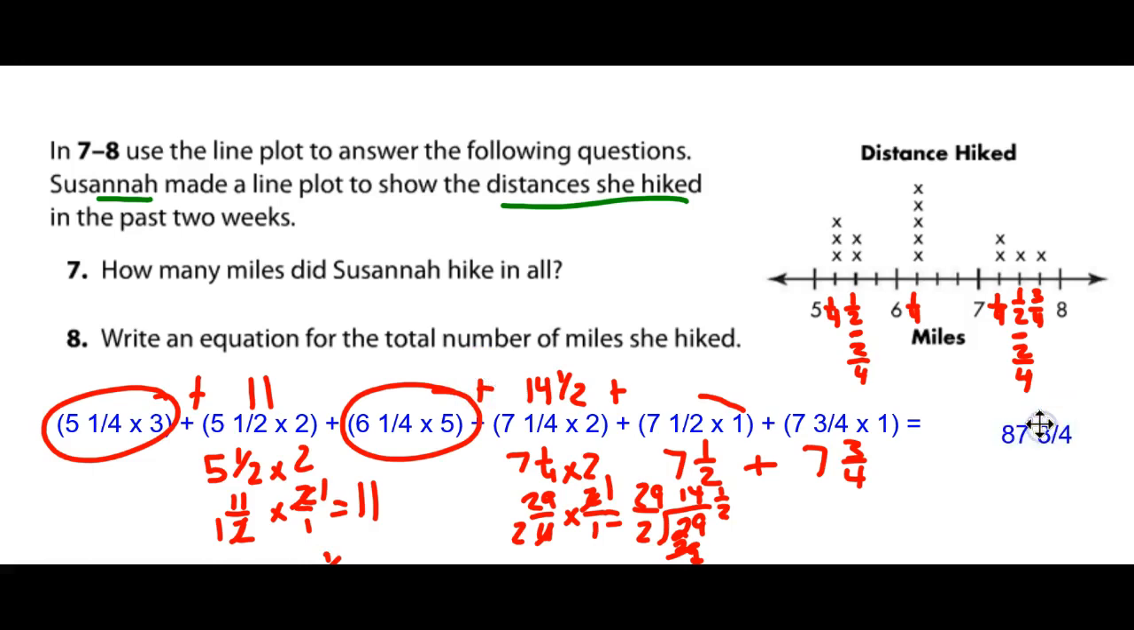If we actually did this math, our grand total would be 87 and 3/4 miles that she hiked in the last 2 weeks. Whew, that's a lot of miles in 2 weeks.